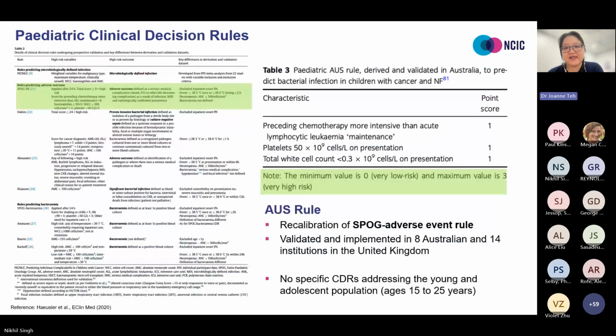On the next slide are some pediatric clinical decision rules in the table on the left. And the one that we chose to focus on in our guideline was the Oz rule, which is a recalibration of the SPROG adverse event rule. It's been validated and implemented in the Australian setting and also internationally.